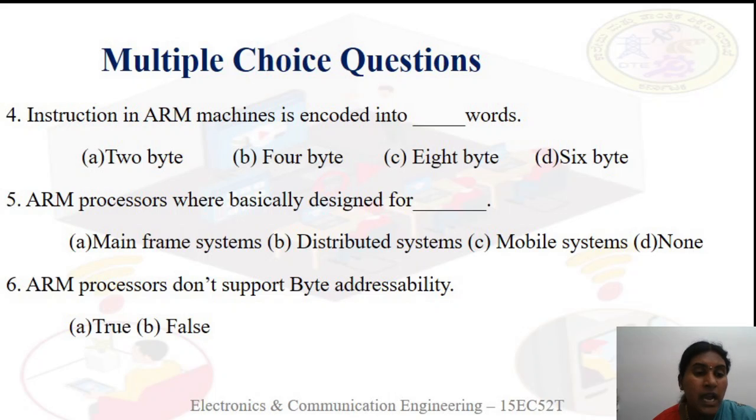The next one: ARM processors don't support byte addressability. You have to tell whether the statement is true or false. Dear students, the ARM processor always supports byte addressability. It means whatever the statement they gave, it is false. The ARM processor supports byte addressability. Keep in mind it is byte addressability. So the answer is false. The true statement is: the ARM processor supports byte addressability.